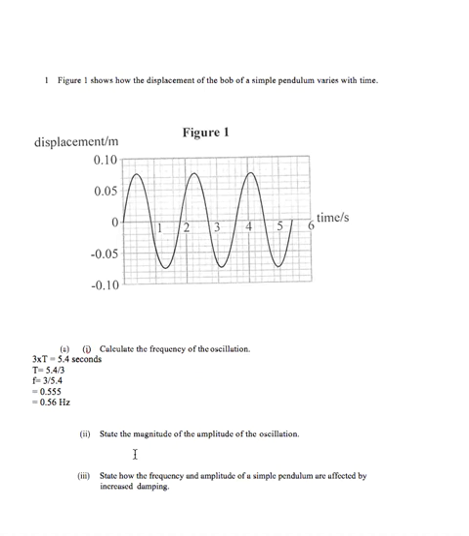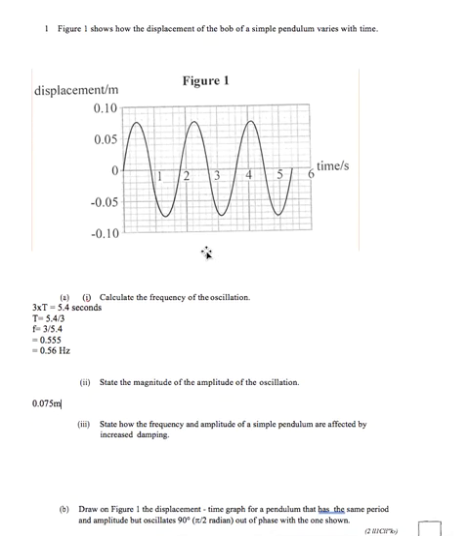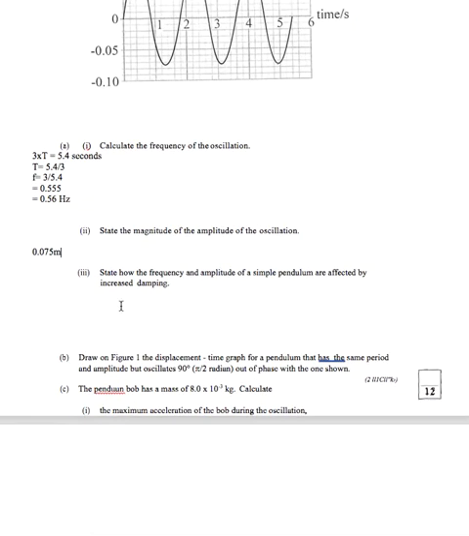State the magnitude of the amplitude. Well, it's the maximum displacement from the equilibrium position, the rest position, and I would read that as 0.075. Be some tolerance on that, especially given the quality of the copy, but 0.075 or thereabouts, 0.074 to 0.078 maybe as a tolerance there.